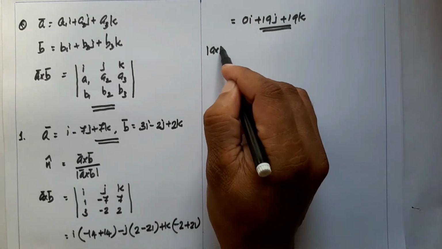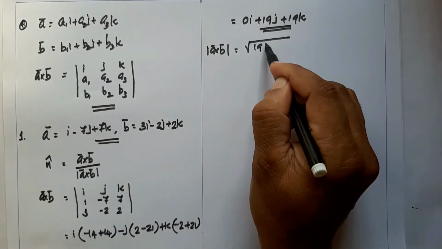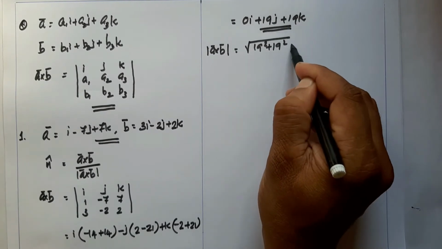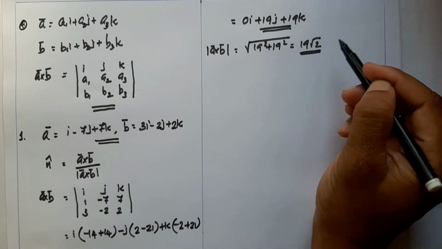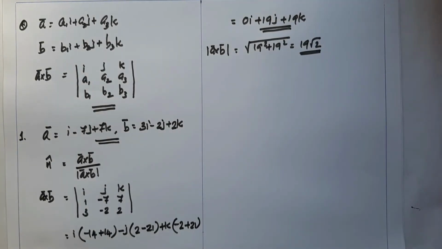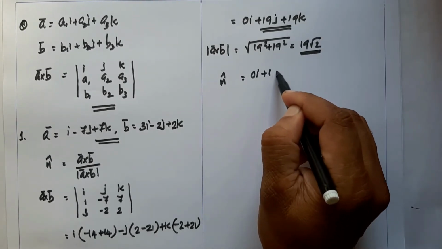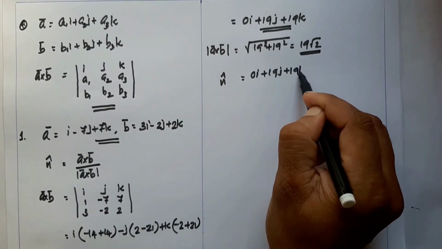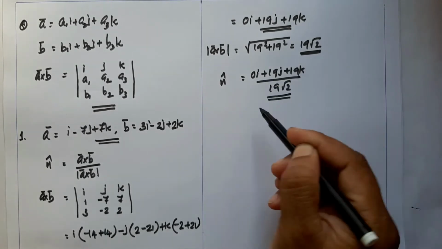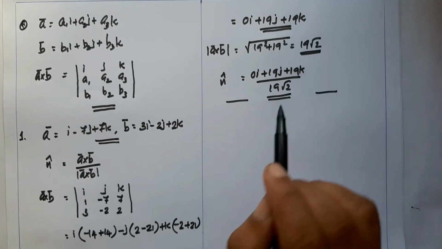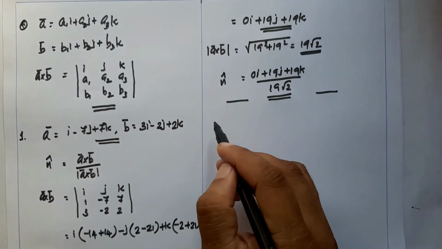Now we find the modulus of A cross B. Modulus is equal to square root of 19 square plus 19 square, which is 19 into root 2. And therefore n cap is equal to 0i plus 19j plus 19k divided by 19 root 2. The modulus of this vector is 1, because it's a unit vector which is perpendicular to both vector A and vector B.